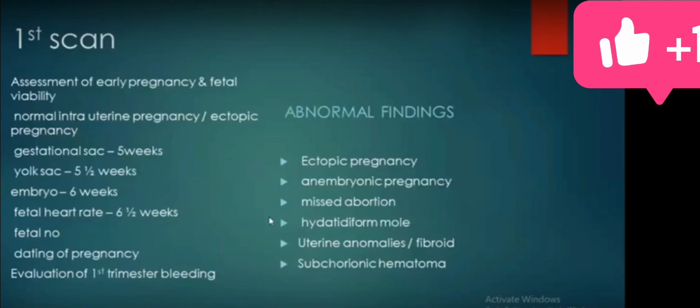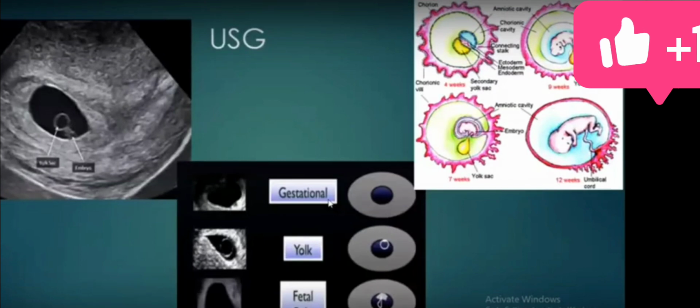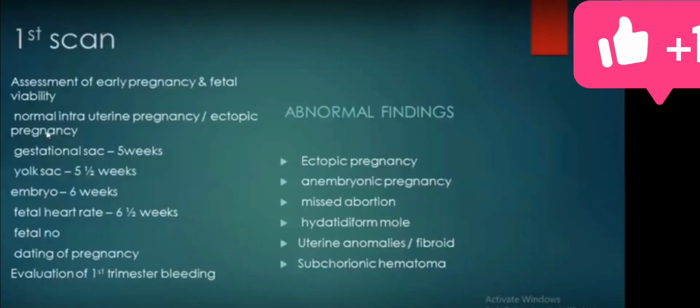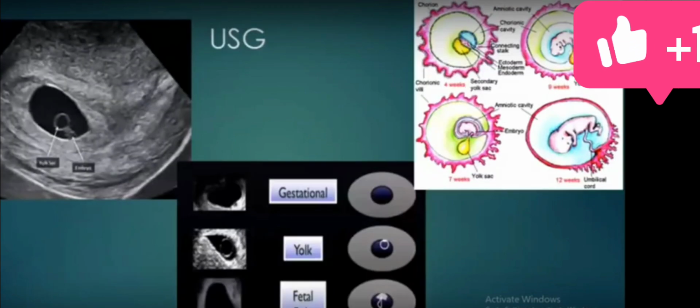Then missed abortion. If there is some bleeding, we can see retroplacental bleeding, then we can think about a missed abortion. So this is a normal scan. We can see this gestational sac, and this is a yolk sac, and this is a fetal pole. This image we can see ultrasonographically like this.